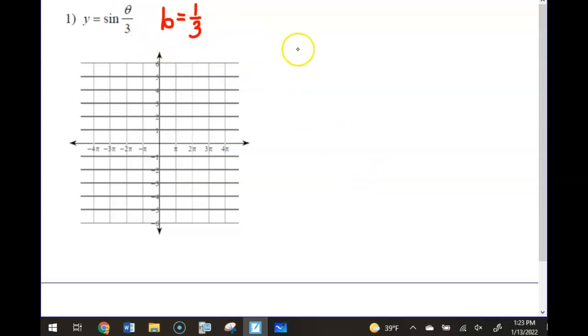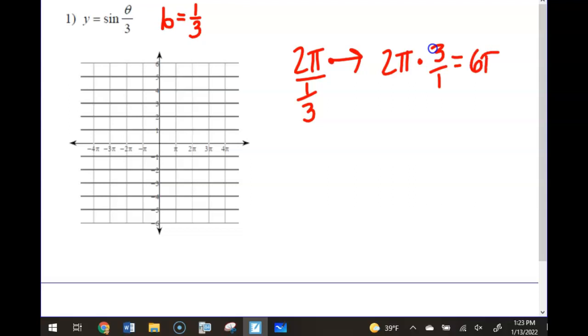This is a B of 1/3. Just watch for 1 second, guys. If you are supposed to divide 2 pi by 1/3, that means you're really taking 2 pi and multiplying by 3 over 1. So the period would become 6 pi. So it's a sine graph. It's finishing half a period by 6 pi. It doesn't finish a whole period till it gets out to 6 pi out here, which mine is stretched too far.